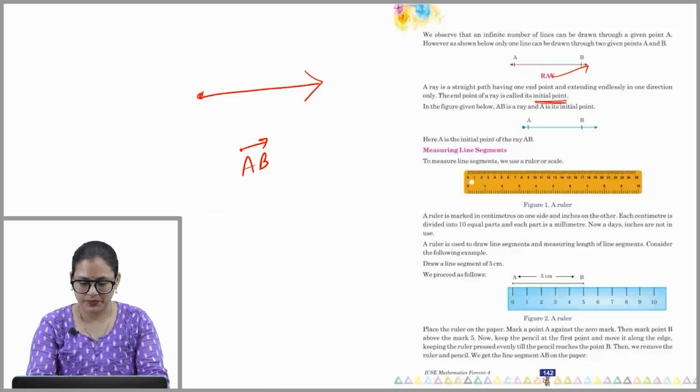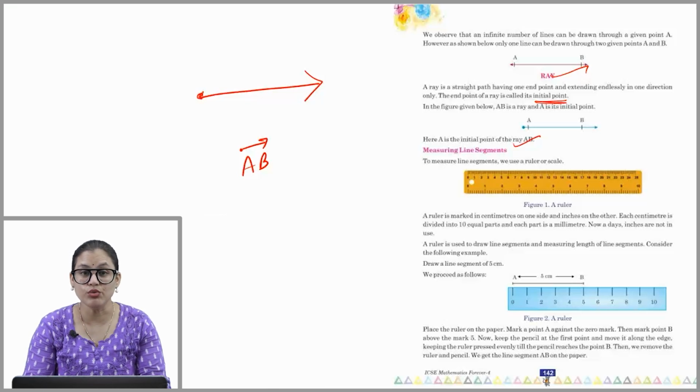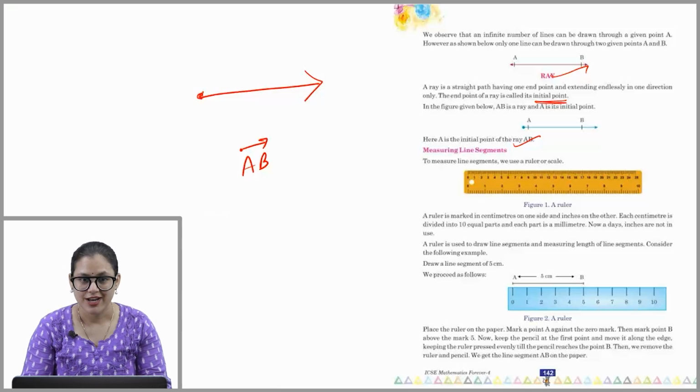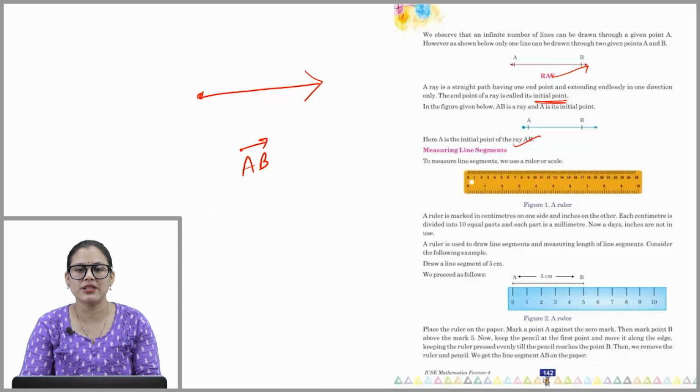Measuring line segments. To measure line segments, we use a ruler or scale. A ruler is marked in centimeters on one side and inches on the other. Each centimeter is divided into 10 equal parts and each part is a millimeter. Nowadays, inches are not in use. So, a ruler is used to draw line segments and measure the length of line segments.